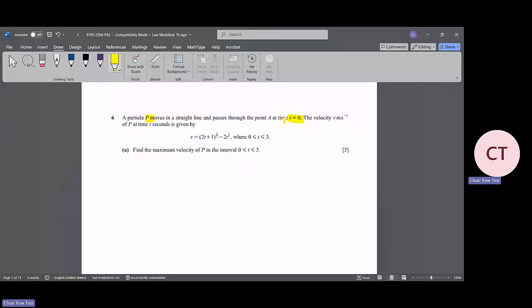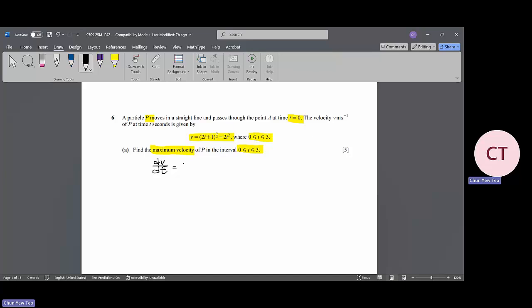The velocity v meter per second of P at time t second is given as the following, where t is between 0 to 3 inclusively. Find the maximum velocity of P in the interval of 0 to 3. So to find the maximum velocity, we need to find the acceleration. That means we need to differentiate v, dv/dt.